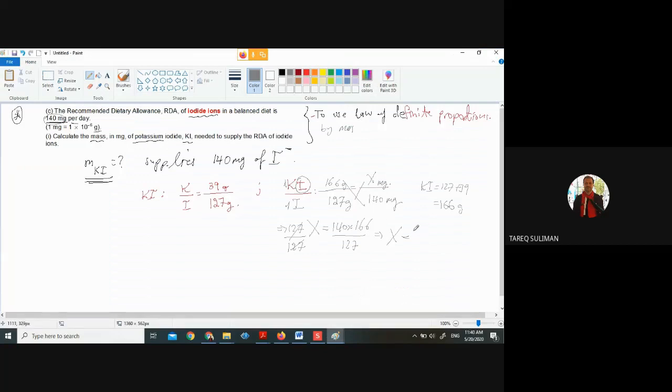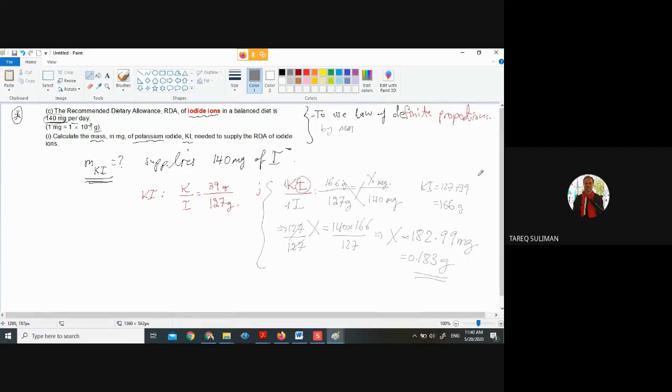182.99. 182.82, sorry. 182.99 milligrams. If I need it in grams, 1 milligram equals 10 power minus 3 grams. Okay, if I need it in grams, then it becomes what? 0.183 grams.